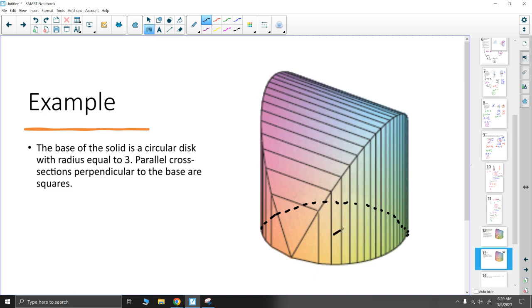But we at least have that. It has a radius of 3. Okay. Parallel cross sections that are perpendicular to the base are squares. So that is to say, these cross sections are parallel to each other as seen in the picture, and they're not just rectangles, they're squares. So they're really specific.